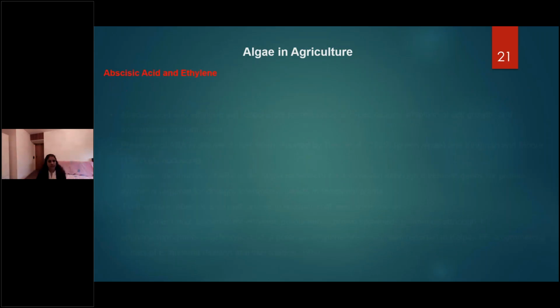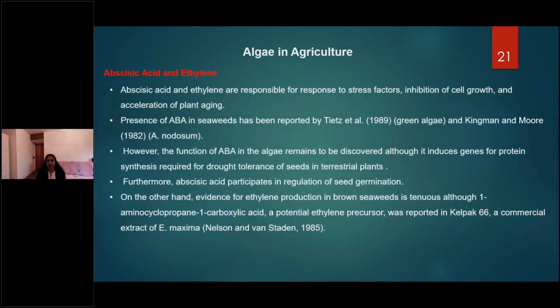Abscisic acid and ethylene. So abscisic acid and ethylene are responsible for stress factors, inhibiting cell growth and accelerating plant aging. The presence of abscisic acid in seaweeds has been reported by Tietz et al. in 1989 in green algae and in Ascophyllum nodosum. However, the function of abscisic acid in the algae remains to be discovered, although it induces genes for protein synthesis required for drought tolerance and seeds in terrestrial plants.